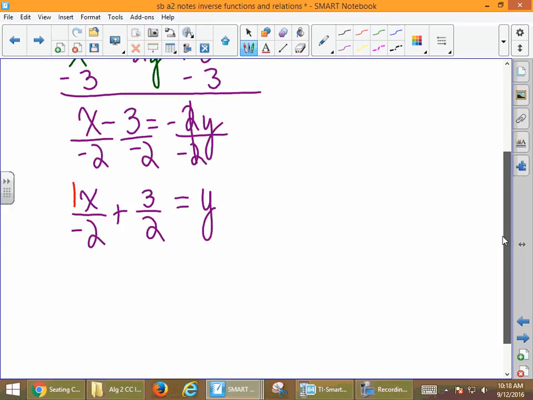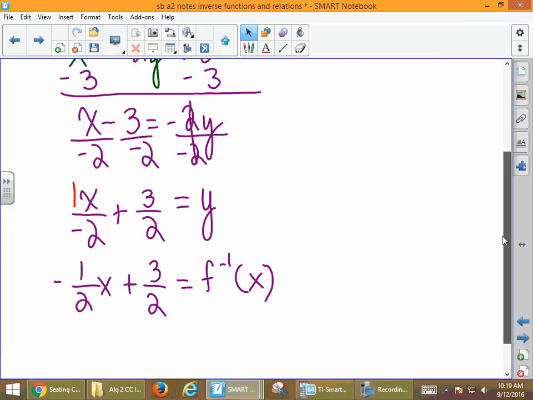This could also be written as -1/2 x plus 3/2. And again, in inverse notation, it's f to the -1 of x. Some really good steps to follow when we convert here. And we didn't have to graph on these today, but the process is going to be the same each time.